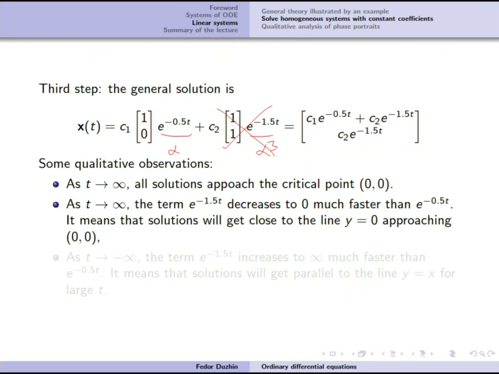So the first term dominates, and the first term tells us that we have the vector (1, 0) times some scalar, e to the minus 0.5 t, times c1. So it is proportional to the vector (1, 0). Geometrically, it means that when solutions come close to the origin, they do so not just chaotically, but rather they approach the origin along the vector (1, 0). So they are going to be parallel to the line y equals 0 in a way.